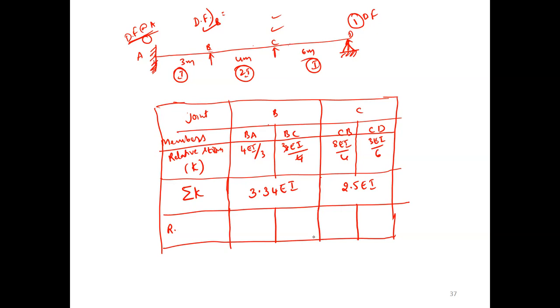We are having 4 members. Distribution factor equals K by sigma K. K is 4 by 3, so 4 by 3 divided by 3.34. I think 0.4 or 0.39. Then the remaining, we know that it must be 0.61. The summation should be 1.